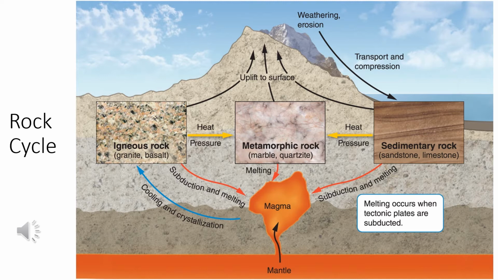Metamorphic rock can melt and become part of the magma that will form igneous rock. It can also be put under weathering, erosion, transport, and sedimentation to form sedimentary rock.